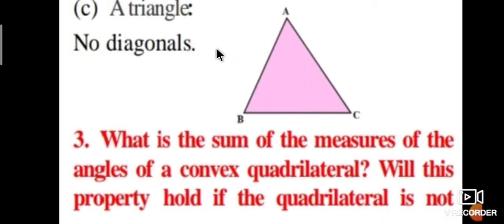Similarly, the third one is a triangle. A triangle does not have any diagonals. Therefore, a triangle has no diagonals.